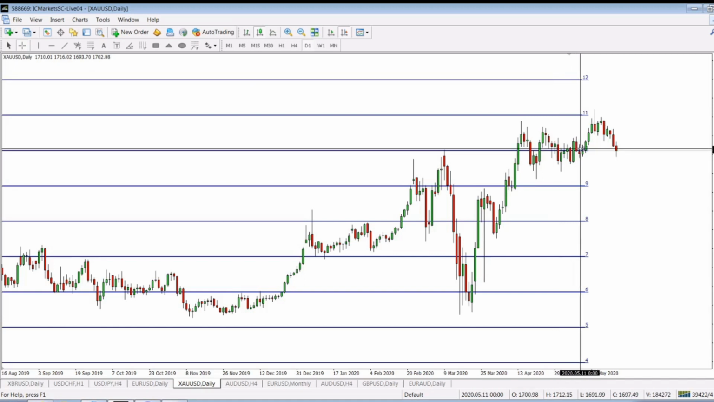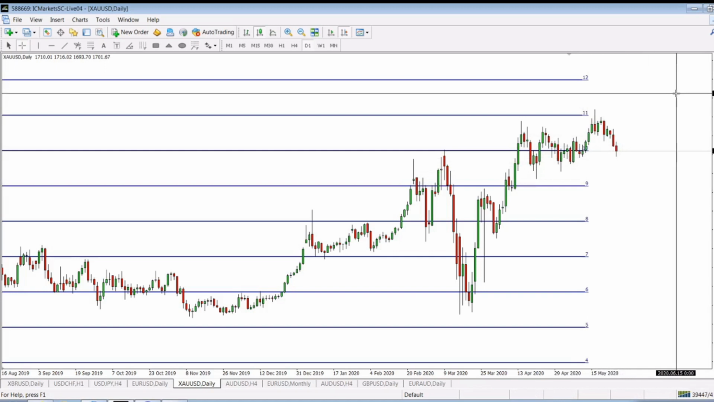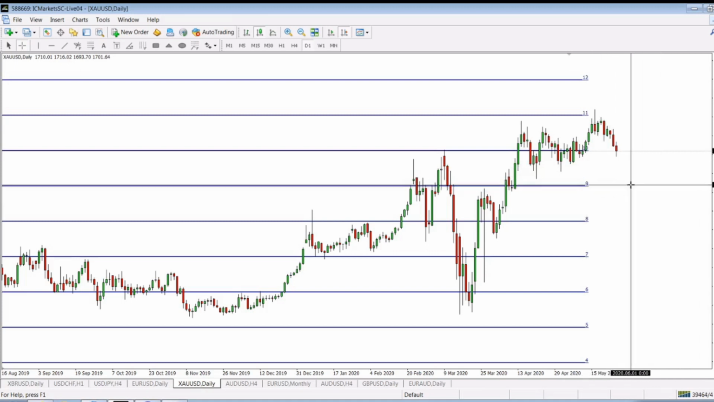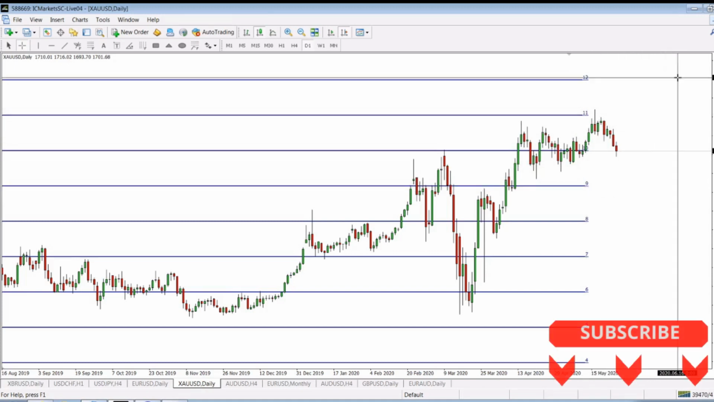And at the moment we are at this support. This support 1702. The next support is 1648. So the market either stays here and comes back and goes to 1812, or comes back here and stops at this next support level.